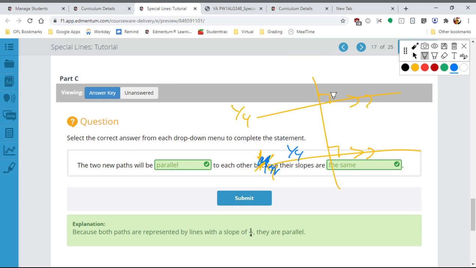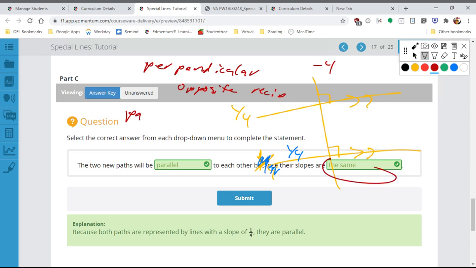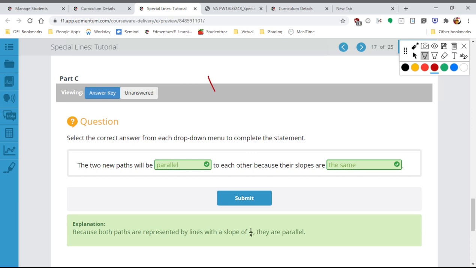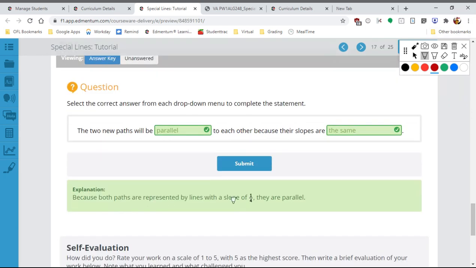All right. So in other words, perpendicular lines have the opposite slope. So just remember that perpendicular lines have opposite upside down slopes. So opposite flip slopes, opposite reciprocals. Parallel lines have the same slope. So the two new paths that they made, these two new paths are parallel to each other because they have the same slope. So that's why it's saying because both of theirs is 1/4.